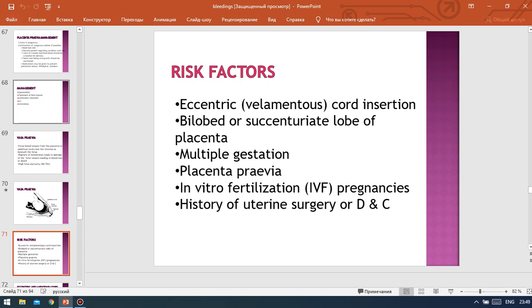Risk factors: eccentric or filamentous cord insertion, succenturiate lobe of the placenta, multiple gestation, placenta previa, in vitro fertilization pregnancies, history of uterine surgery.